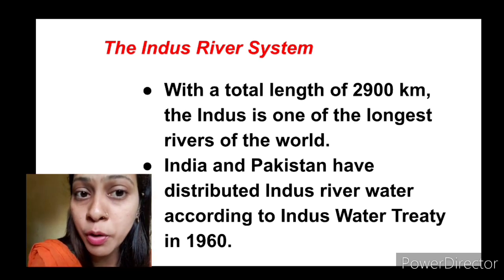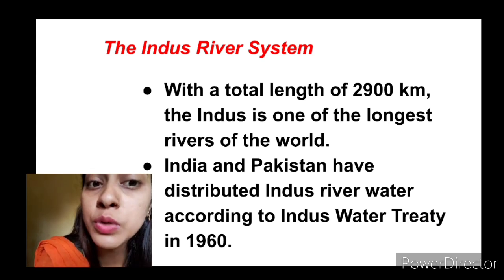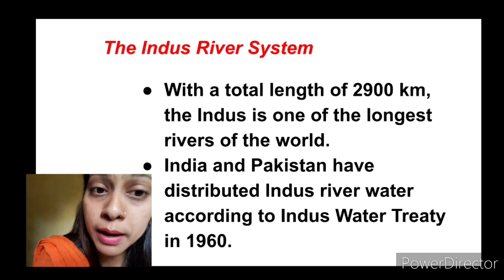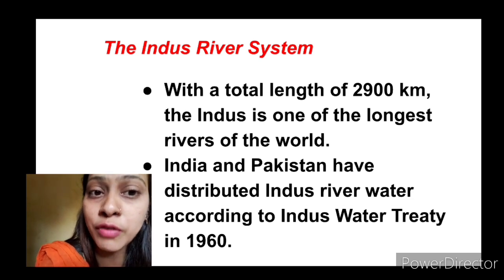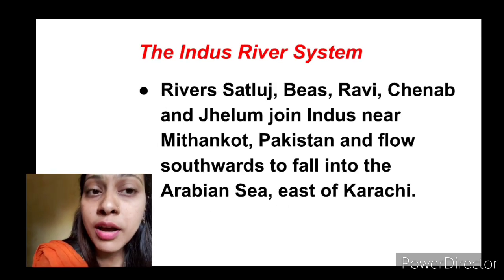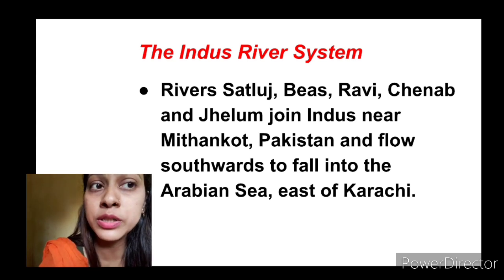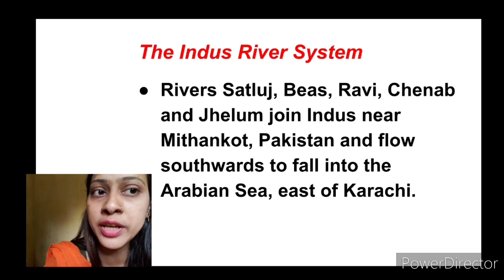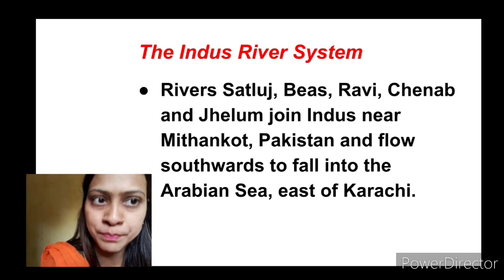So today we have discussed the characteristics of the Indus River. The Indus has a total length of 2,900 kilometers, which is one of the longest rivers of the world. Its water is distributed among India and Pakistan according to the Indus Water Treaty of 1960. The main tributaries of the Indus, Satluj, Bees, Ravi, Chenab and Jhelum, join the Indus at Mithankot near Pakistan, flow southward and fall into the Arabian Sea near Karachi.